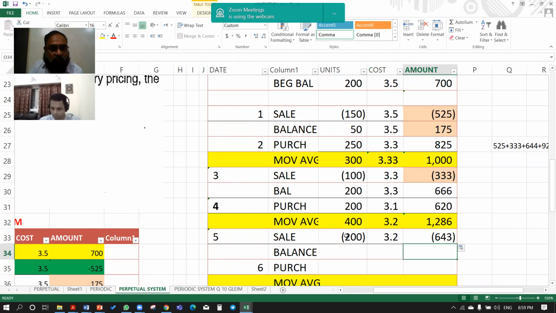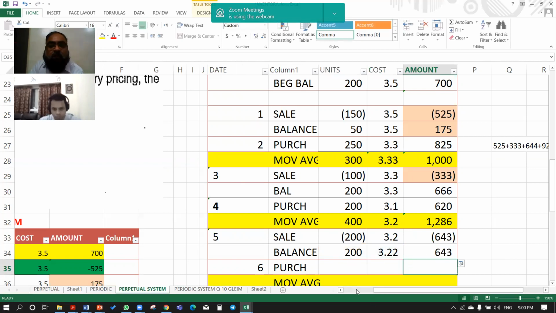Okay. How much is the balance left out of 400? 200 are left. The rate I am picking is the same, because here it is going to be 340. And what will be the amount then? 643.